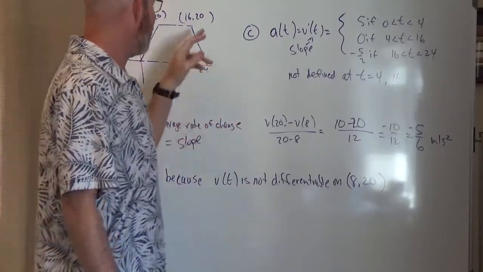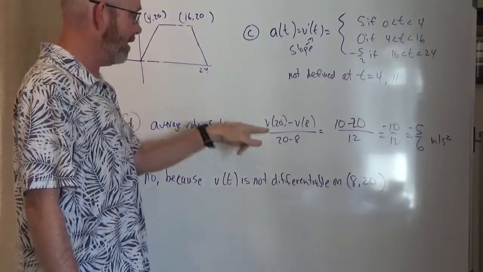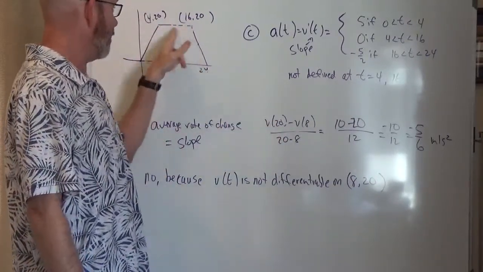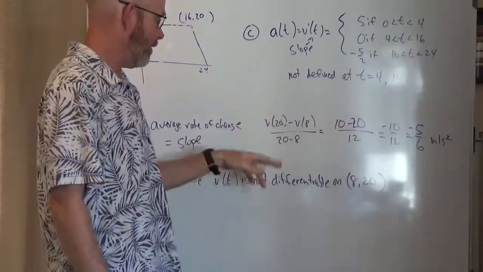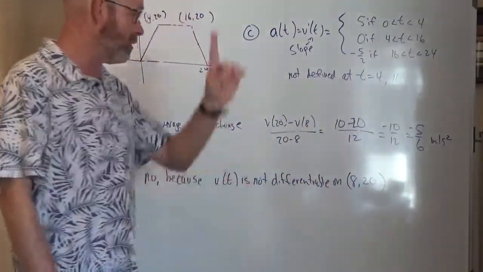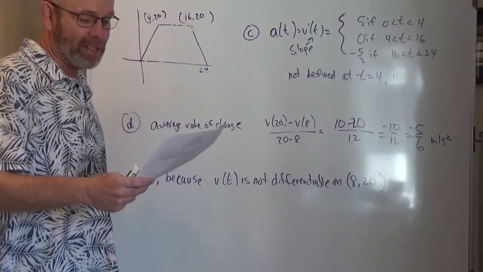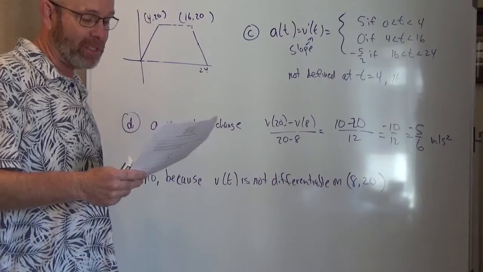Sorry, velocity at 20, yeah. Velocity at 20 is 10. It's halfway here, so it's 10. Velocity at 8 is up in here, which is 20. And then over 20 minus 8 is 12, so you get negative 5/6 meters per second squared. 1 point for that.